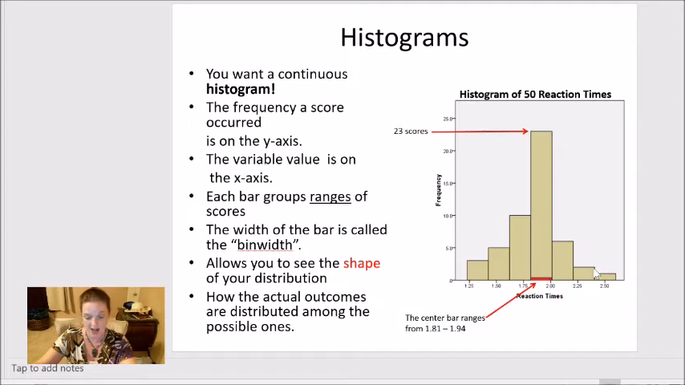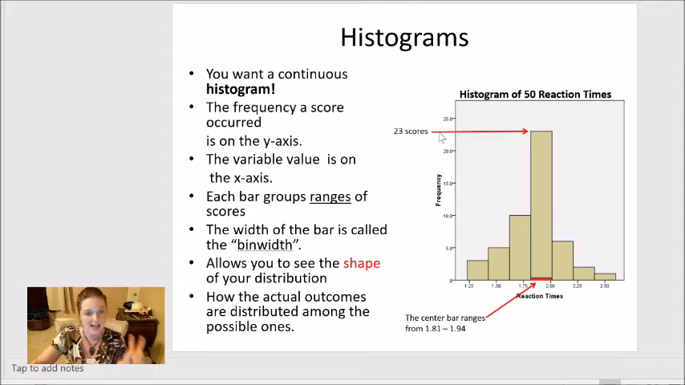Same range wide. And what you notice is that most of the people were sort of in the middle. And as you got farther and farther away from sort of the middle reaction time, really, really slow people were not very common. Really, really fast people were not very common. Because look, only 4 people were in this lower range. And only 1 or 2 people were in this upper range. Because over here along the y-axis is how frequently a score occurred.